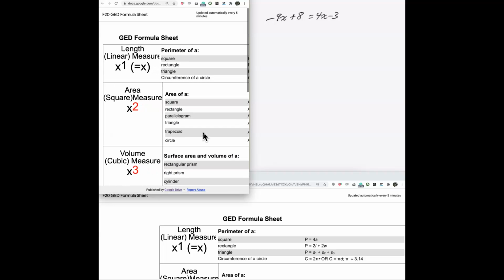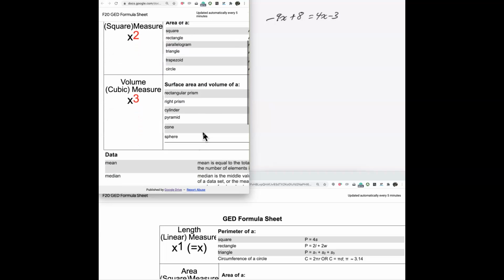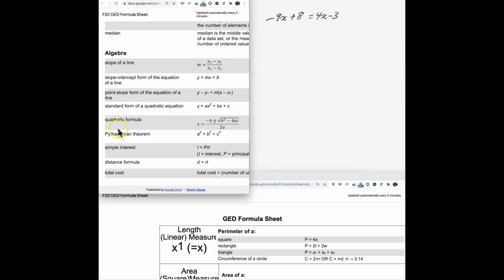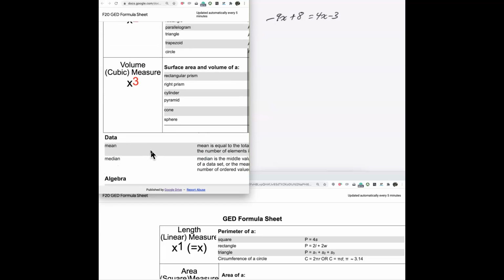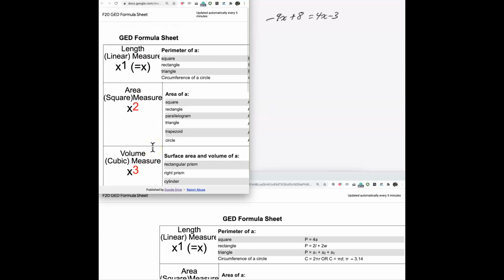The first side is geometry, there's perimeter, area, and volume. And then we've got some data and algebra questions. A little bit more geometry here, and simple interest, distance formula, total cost. So you could have questions like those on the GED, and you may have some questions like that at WAMAP or at Con when you're practicing.